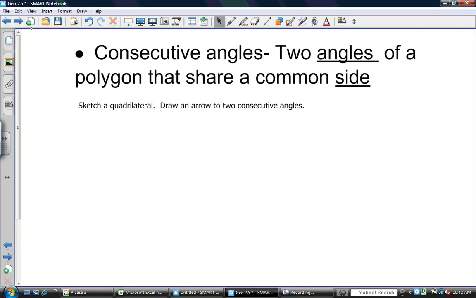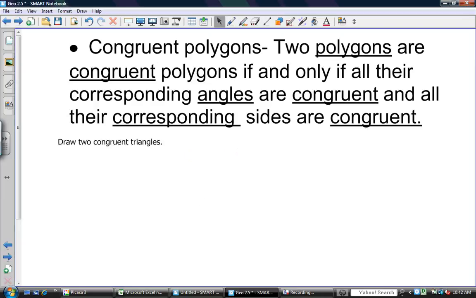Consecutive angles are 2 angles of a polygon that share a common side. So I'm going to sketch a quadrilateral. Remember, quadrilateral is 4 sides. Have 2 consecutive angles. Could be this angle and that angle, because there are two angles in a row. So consecutive just means in a row.